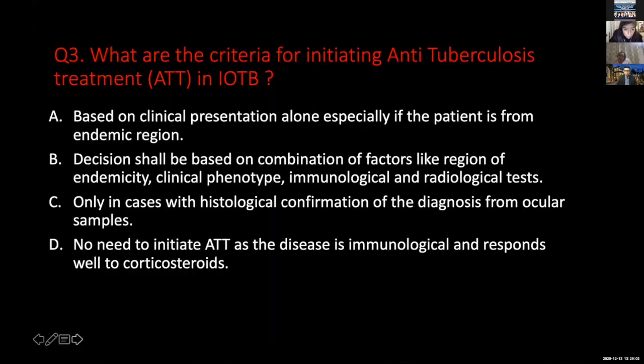Coming to the third question. Now we know the phenotype, we know the diagnosis. The third is we have to start anti-TB drugs. So what would be the criteria for initiating anti-TB drugs? A, based on the clinical presentation alone, especially if the patient is from an endemic region. B, the decision shall be based on a combination of factors like the region of endemicity, clinical phenotype, immunological, and radiologic tests.